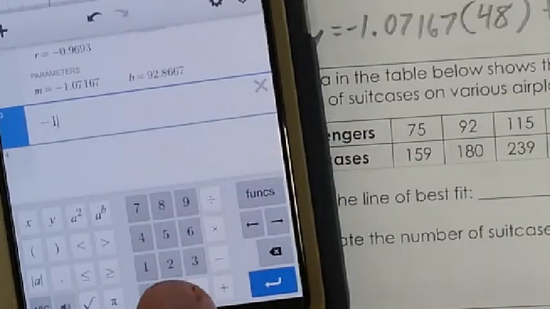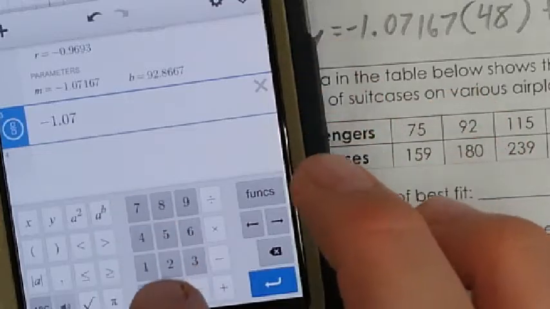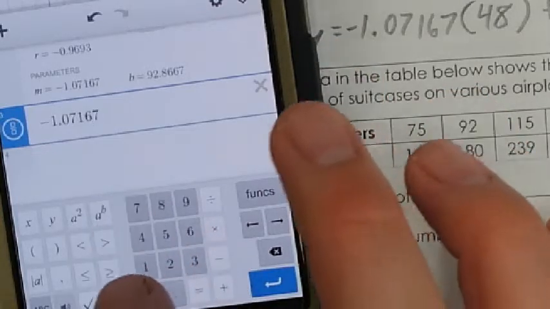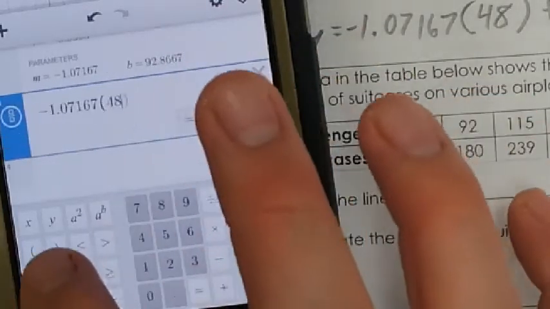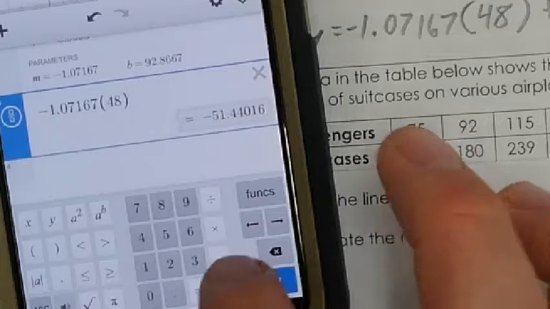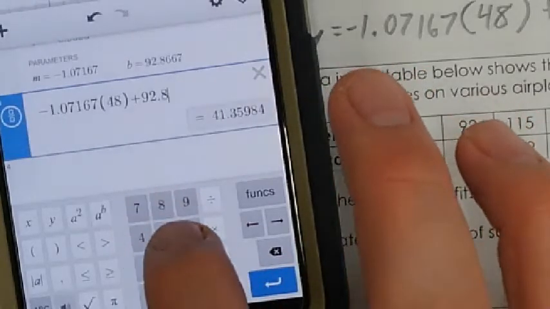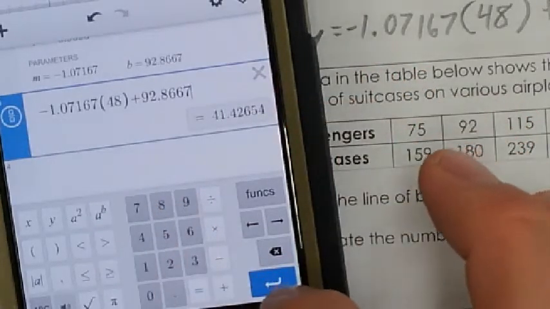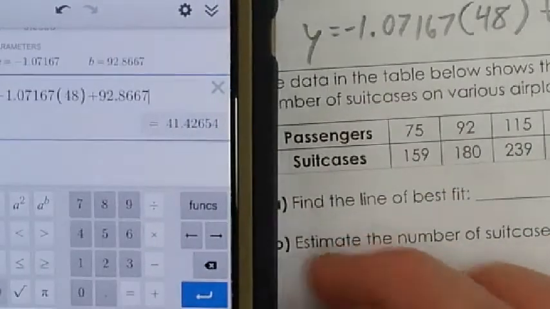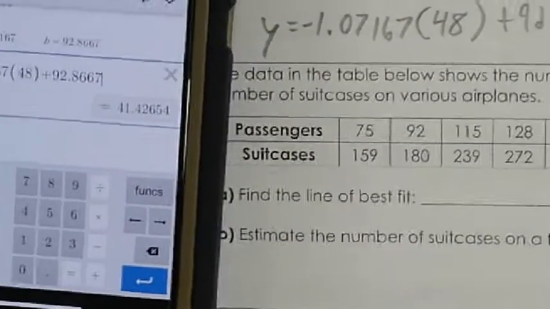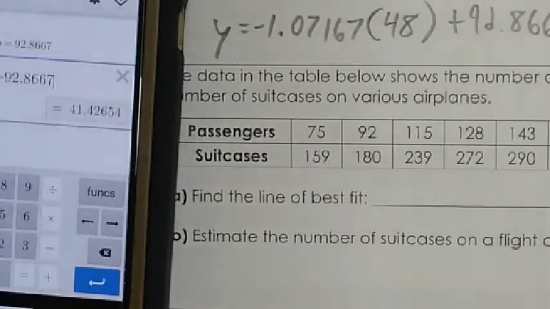Negative 1.07167 times 48 plus 92.8667. All right. So your final answer you can move to, or you can round to 3 decimal places.